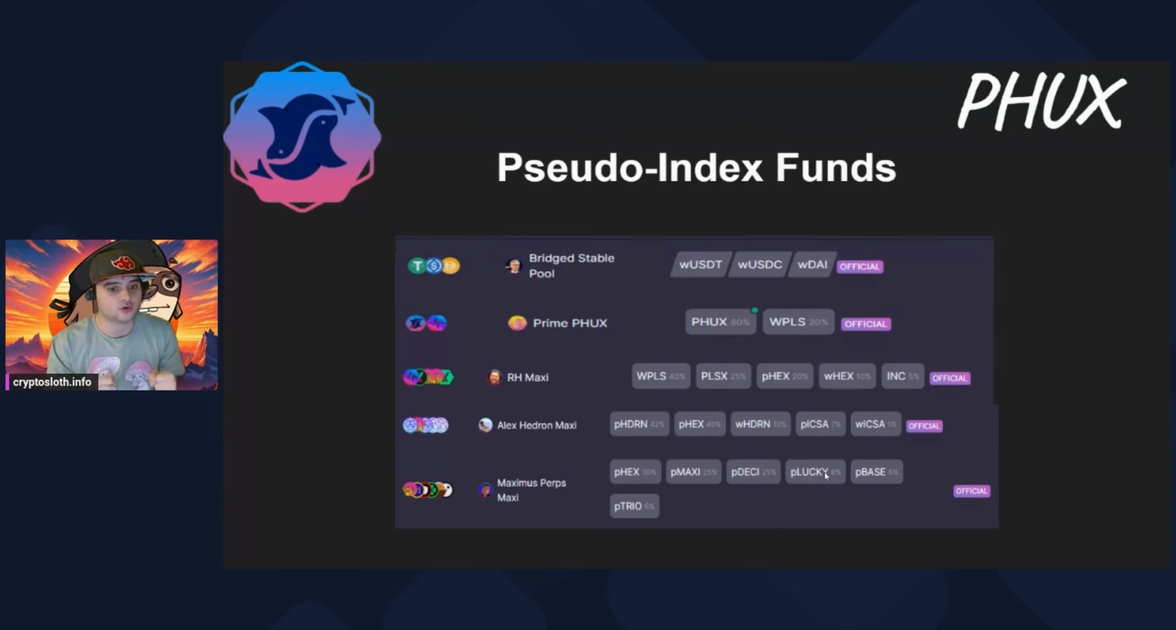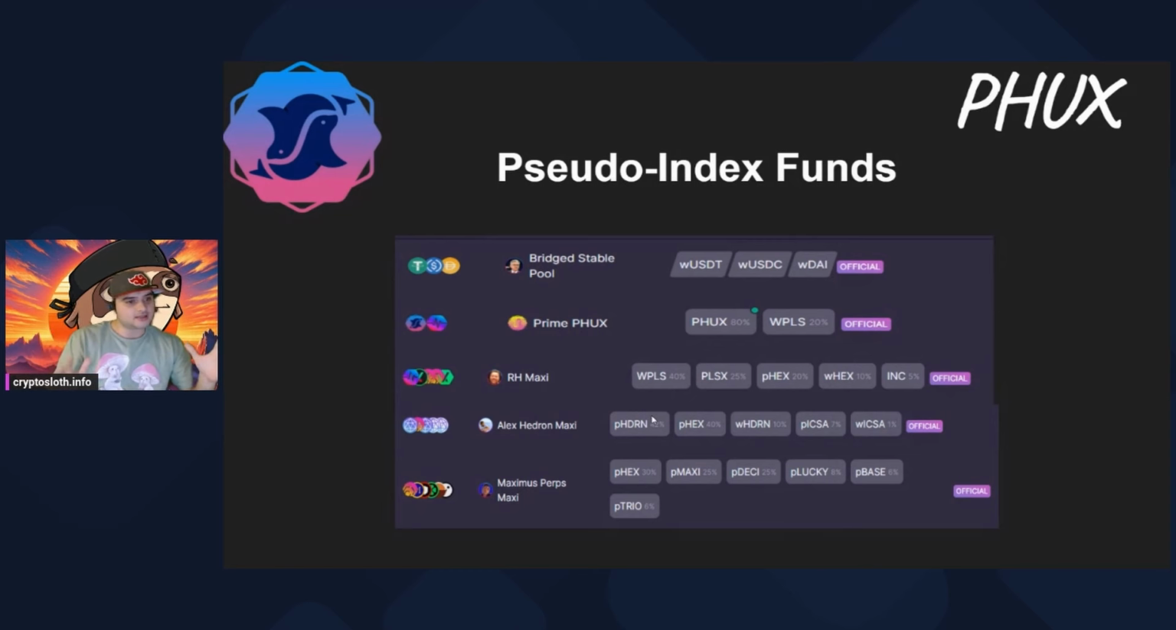That's really important because the Maximus Perps had a bit of a problem in that there wasn't much liquidity across some of the more exotic pairs, like Trio to Deci or Trio to Base. But now, because we have this Maximus Perps Maxi LP pool on the PHUX DEX, you are able to swap between these assets much more effectively. We see this advantage to a lesser extent, but a similar one, with the Hedron tokens and their P and E versions, like P Hedron, P Icosa, E Hedron, E Icosa, as well as with Hex in here.